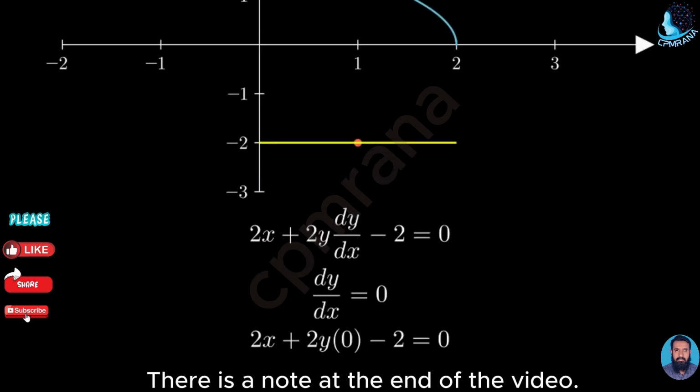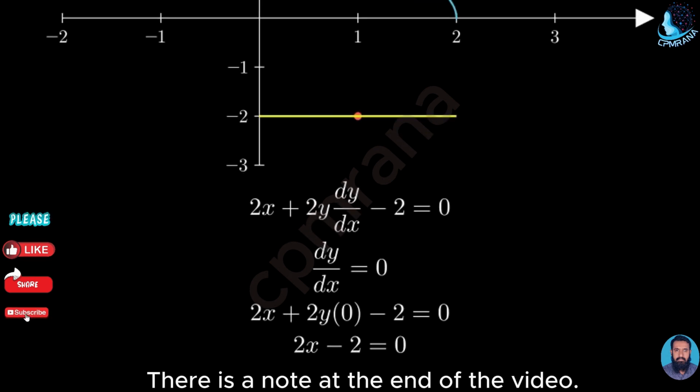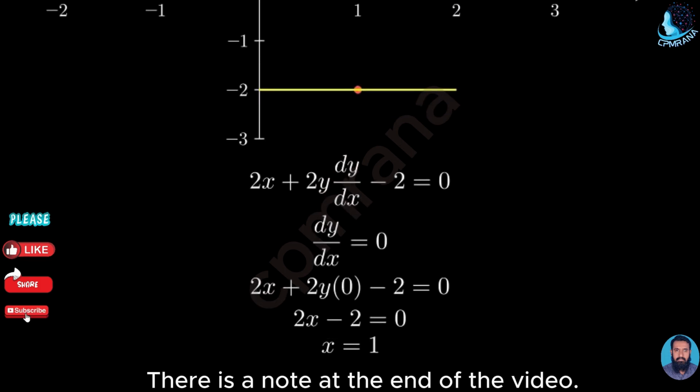Let's substitute dy/dx equals 0 into our equation. This simplifies to 2x minus 2 equals 0. Solving for x, we get x equals 1.